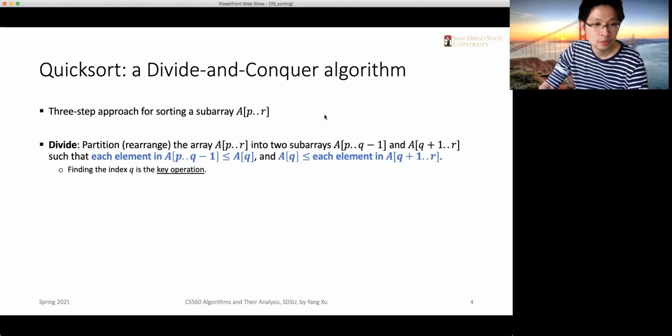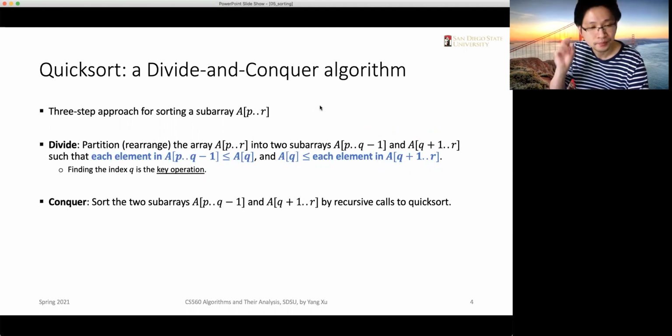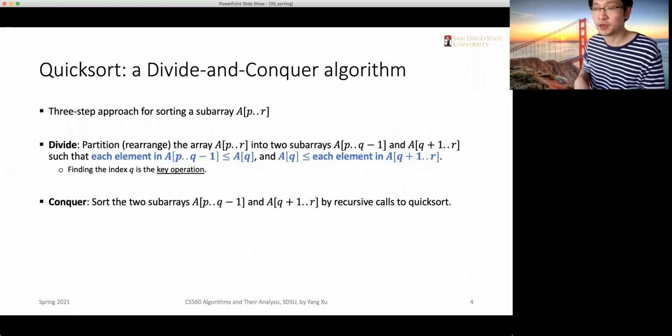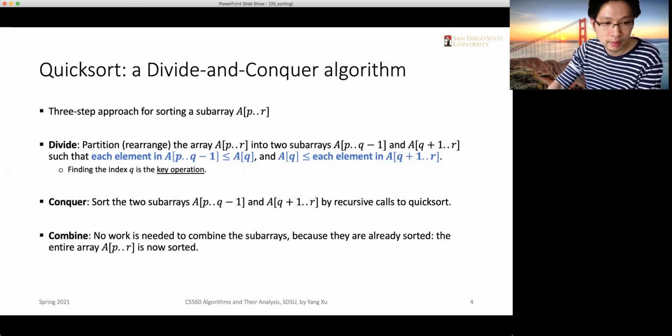Okay, so finding the index Q is a key operation, right? And after we have done the division, the next step is to conquer, right? We simply use the recursive calls to the two sub-arrays, right? We have P to Q minus 1 and Q plus 1 to R, right?